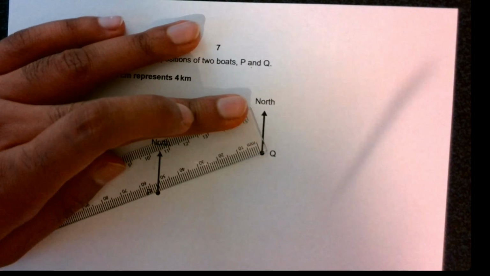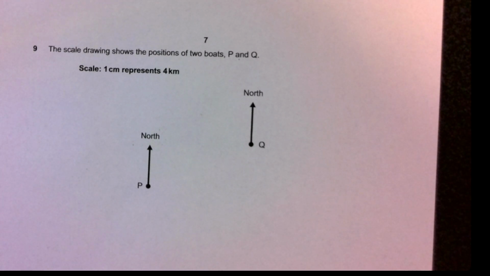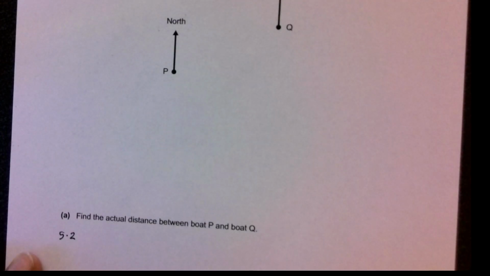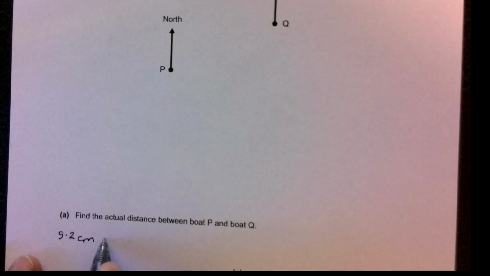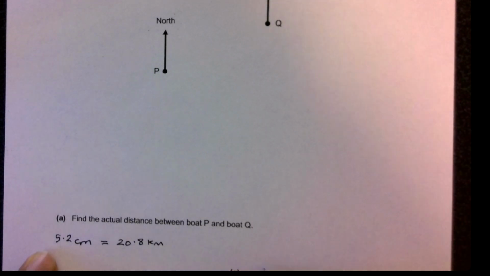5.2 centimetres. So here we've got 5.2 centimetres, and if we times this by 4, well, 5 times by 4, that's 20, 0.2 times by 4, that's 0.8. So we've got 5.2 times by 4, we've got 20.8 kilometers. So we've got 20.8 kilometers.